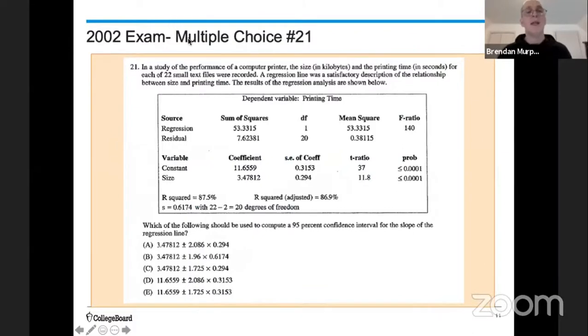So here's a classic multiple choice for this concept, what I call inference for regression. And I'm going to be doing confidence intervals today.